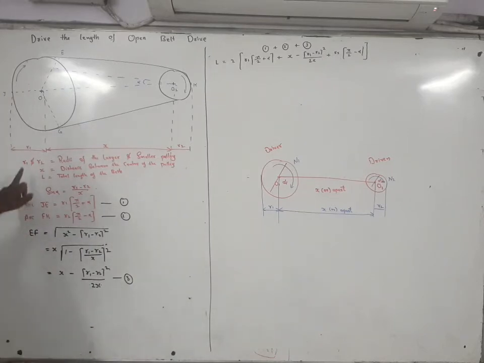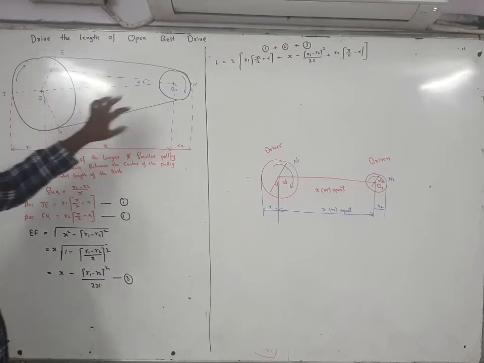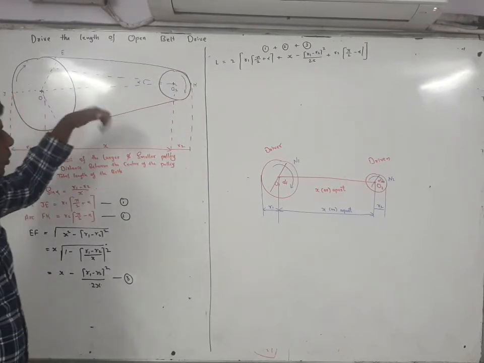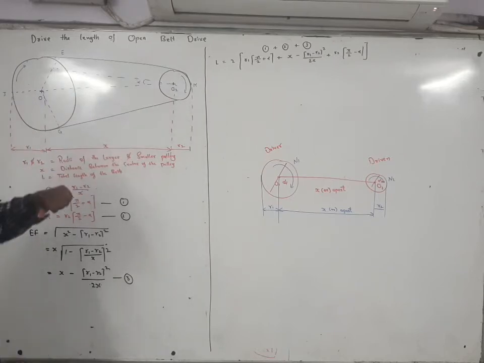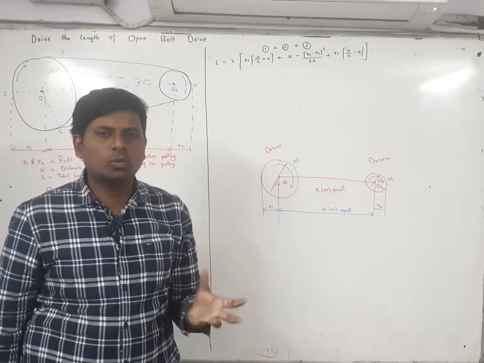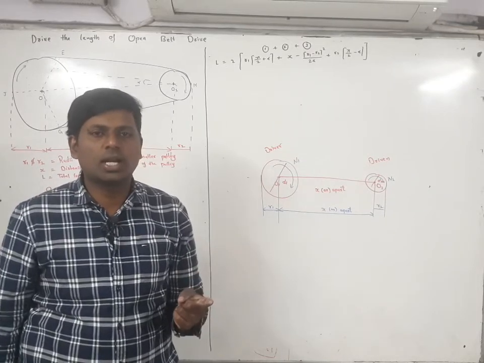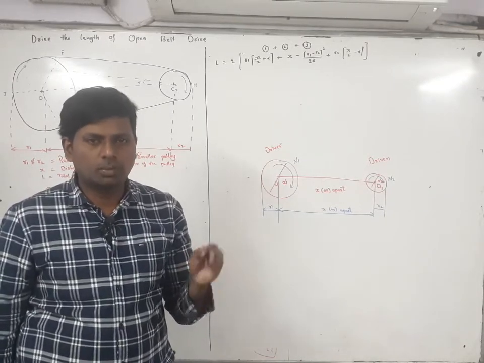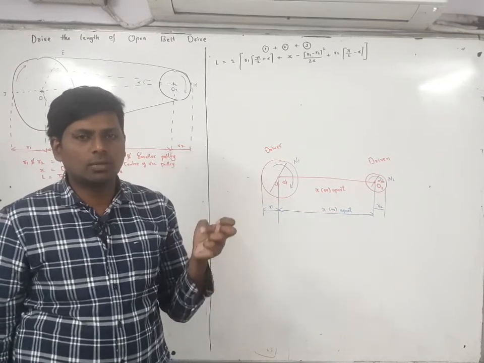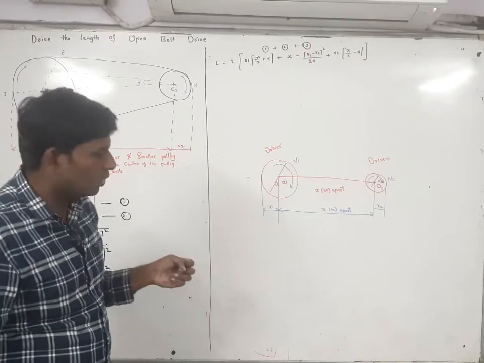After that you have to write that R1 and R2 are the radii of the larger and smaller pulleys. This one is the larger pulley, and this one is the smaller pulley. From an exam point of view, these derivations are most important for the open belt drive and cross belt drive. There are many things in between, but I am showing you only the important key points. So please concentrate here.